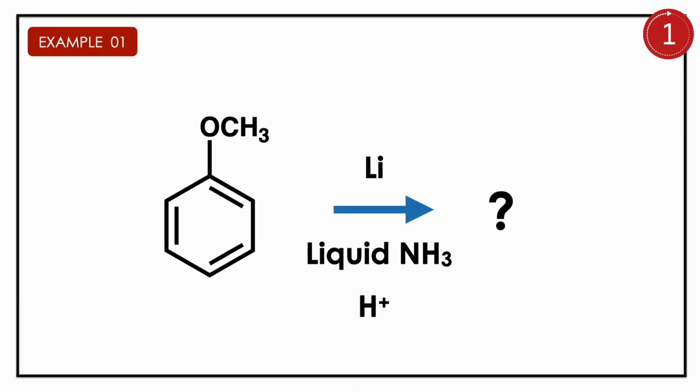Let us see the first example. The starting material is anisole, benzene with an OCH3 group. You are adding lithium and liquid ammonia in acidic condition. You should find what the final product will be.